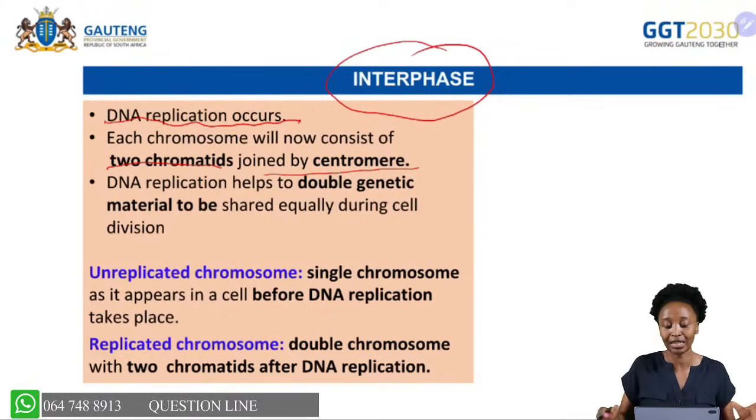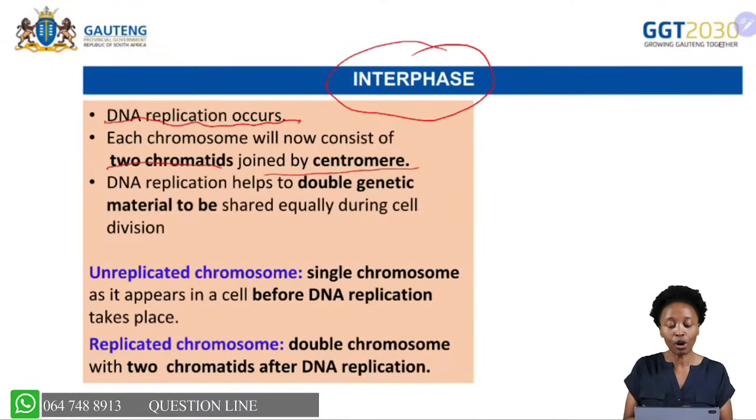Remember, we have chromatin. Before everything takes place, there's a chromatin network in the nucleus. And then those shrink, they become visible chromatids, and during that whole process, DNA replication takes place, and then we have visible chromosomes. So we said DNA replication helps to double the genetic material so that it is shared equally amongst the new cells that are formed at the end.